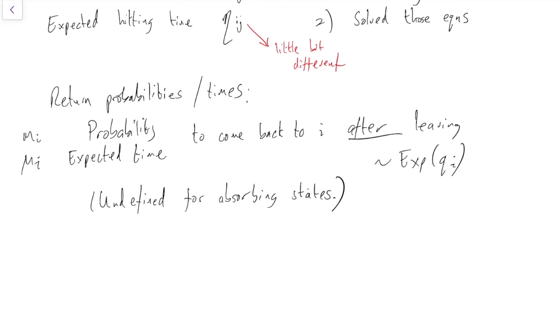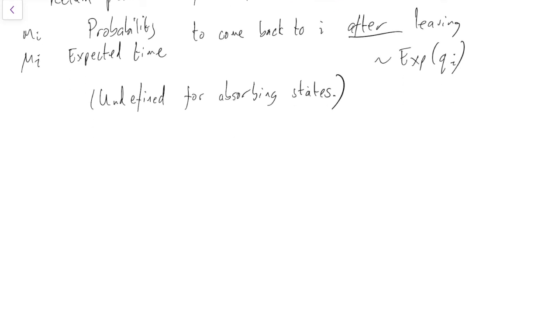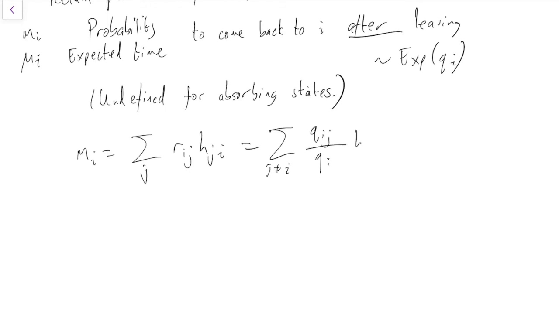But otherwise, we sit in i for an exponential q_i amount of time, and then what's the probability we come back? So you'll remember that these also had a condition on the first step. Right, so m_i, the return probability, is, well, we'll go to some other state j with probability r_ij, and then what's the probability we come back? If you like, you can write that in terms of r_ij is q_ij over q_i.